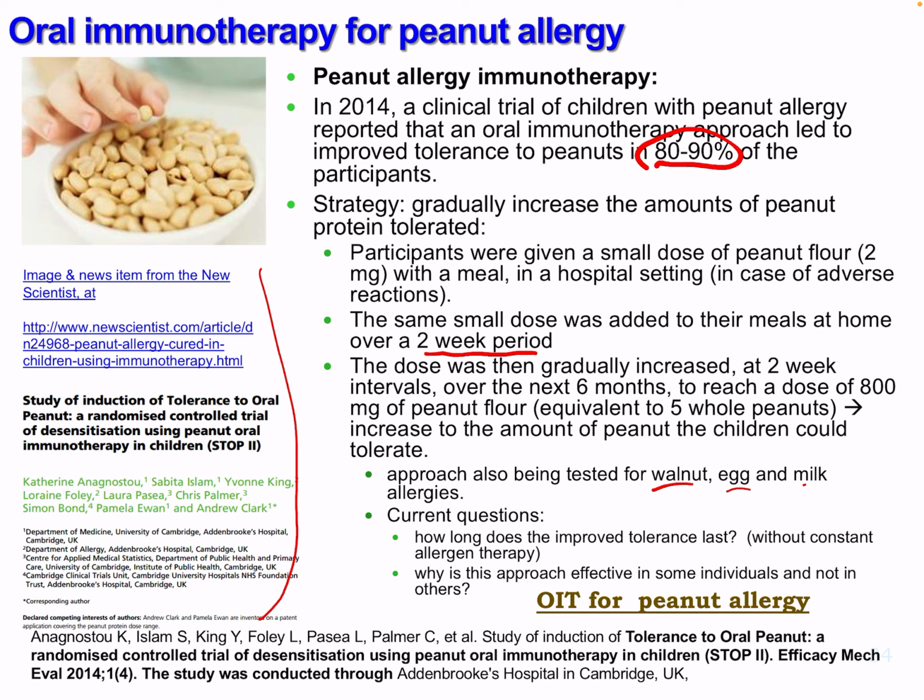The problem with this research, and the current questions, are: how long does improved tolerance last without constant allergen therapy? If we're slowly progressing, and then we stop, how quickly will it return down? Is there memory, etc.? And why is this approach effective in some individuals and not others? That's the question of why there are individual differences and why it is not just a generalized approach.